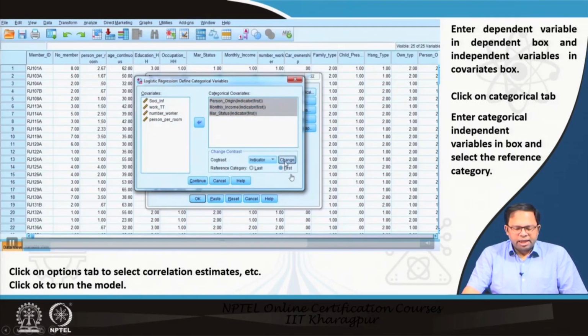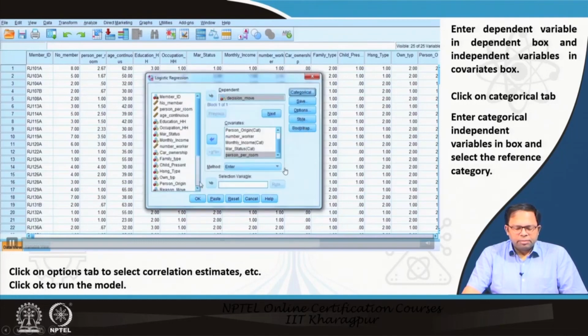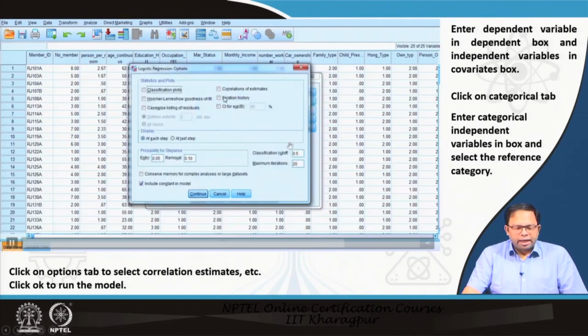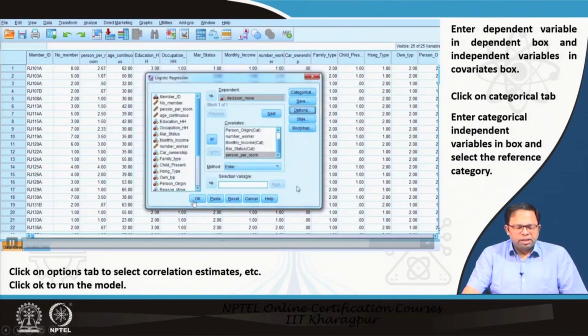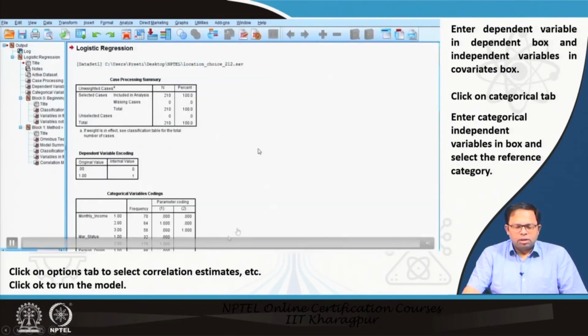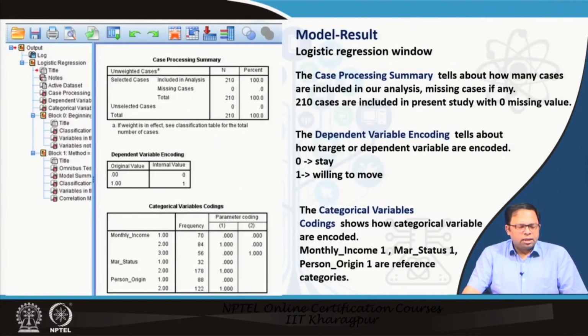Once we have selected that, we can first determine what would be the reference category, and accordingly choose the different statistical estimates, like correlation estimates to be included in the model. Once we have chosen all these factors, we click to run the model. When we have run the model, this is the result that comes out, and I will discuss the results in the next slide. On the left hand side I have included the results screen.